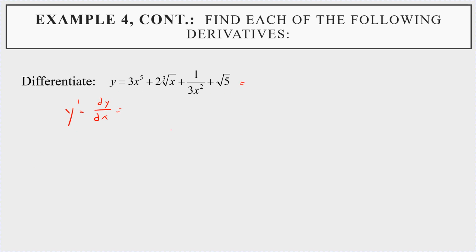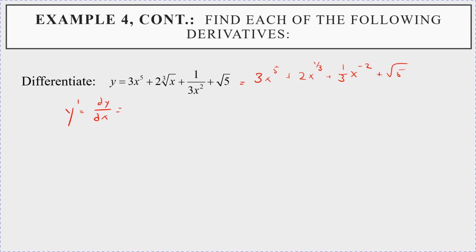If it helps, before I even do that, let me rewrite some of these things. So this is 3x to the 5th plus 2 times x to the 1/3 power, right? That's why I'm bringing that up. Plus 1/3. This x squared comes up as x to the -2 plus the square root of 5.